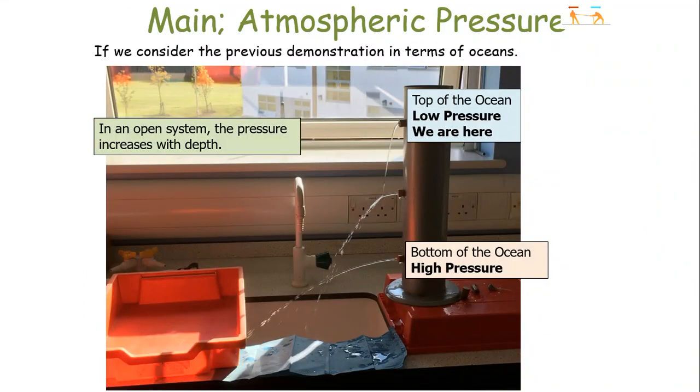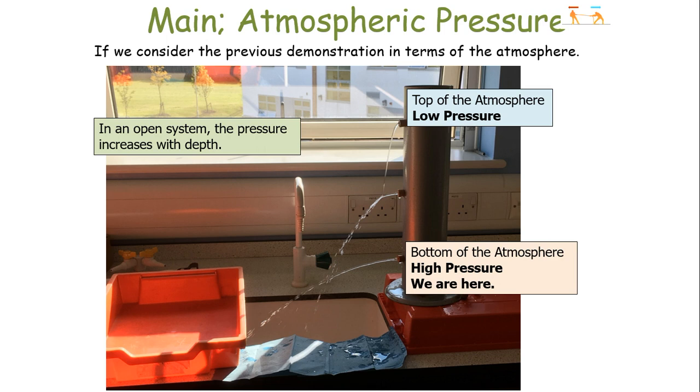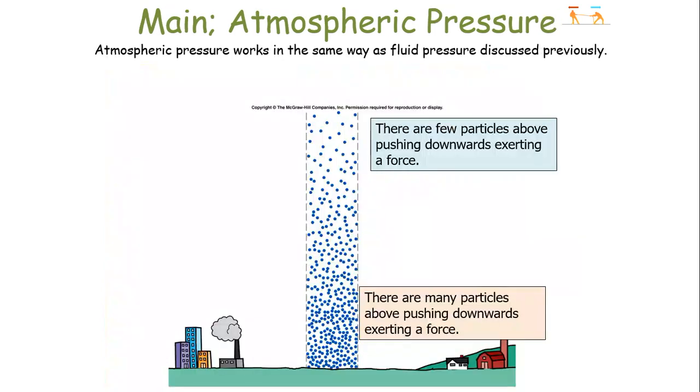Now, we looked at this previous demonstration indicating how pressure can change with depth in a liquid. So in an open system for a fluid, the pressure increases with depth. Because we're at the top of the ocean, we experience a low pressure, but at the bottom of the ocean, if we went to the seabed, we'd experience a high pressure. But in terms of the atmosphere, because we live at the bottom of the atmosphere, we experience a high atmospheric pressure, but if we went higher and higher up in the atmosphere, we'd experience lower and lower atmospheric pressure. Atmospheric pressure works in the same way as fluid pressure in a liquid.